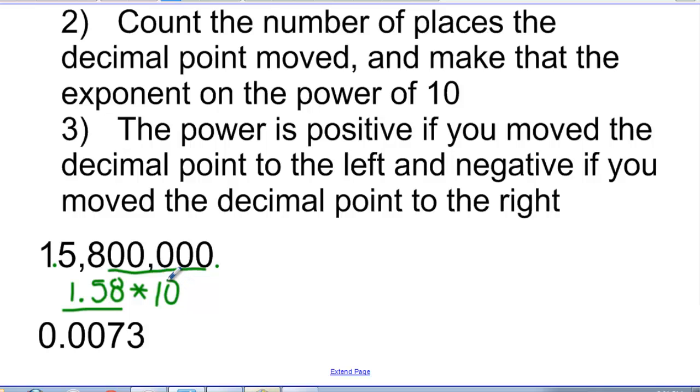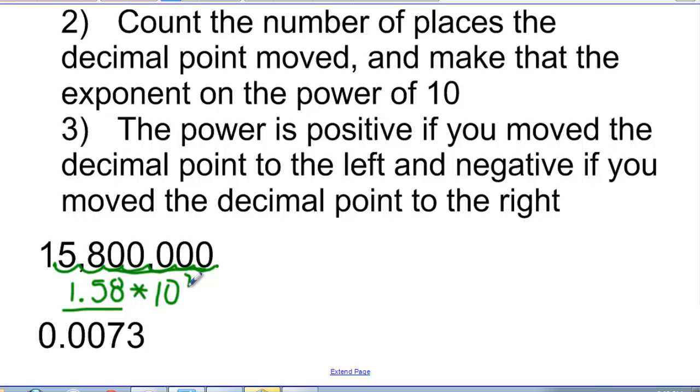My power is going to indicate how many places I moved my decimal point. So I am now going to count. I moved it 1, 2, 3, 4, 5, 6, 7 places. So it started at the very end, and I moved it 7 places. So my power is a positive 7 because I moved my decimal point to the left to get that number written into scientific notation.